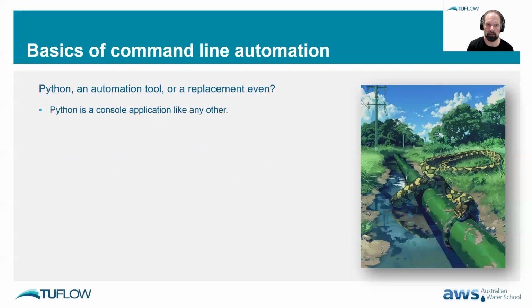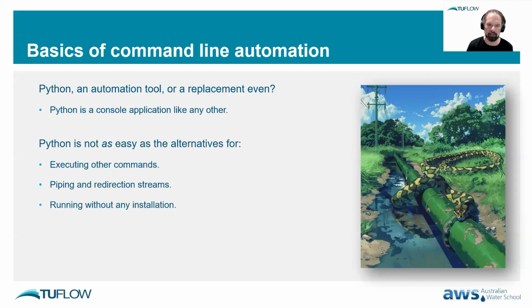However, Python is not just a tool. It could even be a replacement for your automation in general. First of all, Python is a console application like any other. It means you can take text in, you can stream text out, you can do all the things that console applications do. It's not as easy as it is in the scripting languages to execute other commands or to do this piping and redirection of streams.